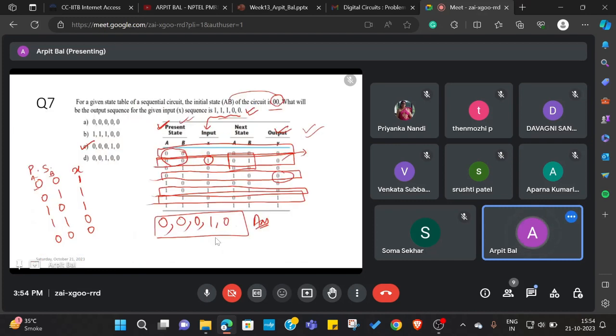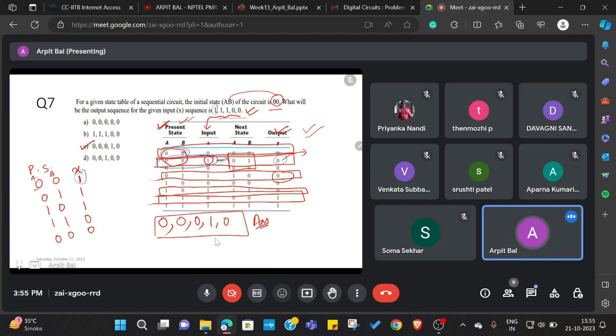Okay. So the next question was related to a given state table of a sequential circuit, and the initial state of the circuit is given as 0 0, and you have to figure out what is the output for a given sequence of X, where X is the input. So you start with 0 0 as the initial state, then the first input is mentioned as 1. So if X is 1, from this state table you figure out that this is your required row, so the output is 0. Okay.